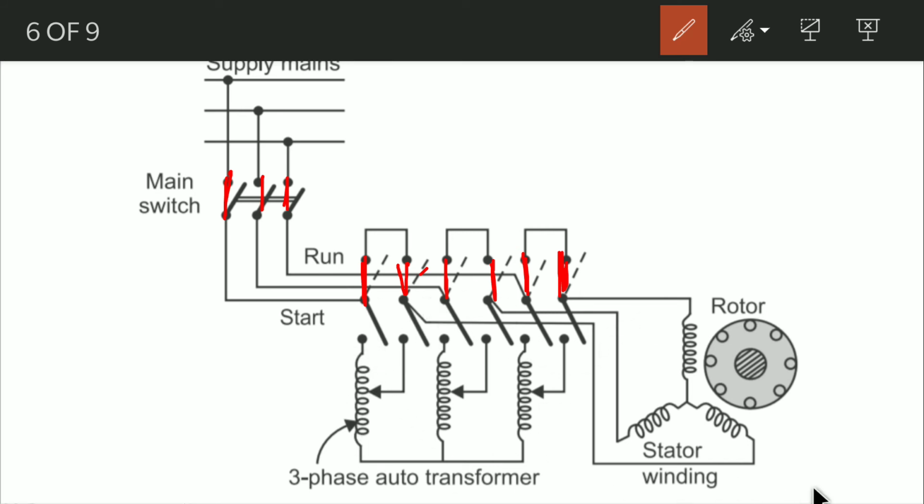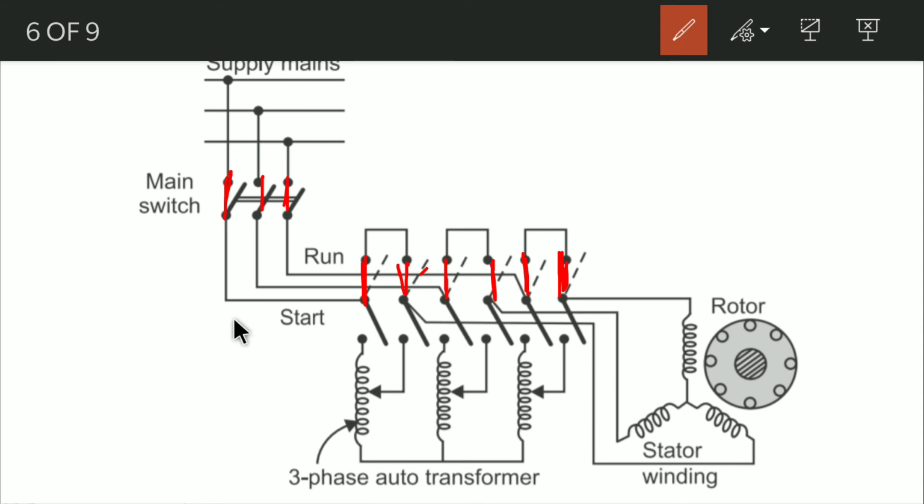And when the motor picks up speed, the double throw switch is shifted to run position and the three-phase supply is directly connected to the motor terminals, and this auto transformer is now out of circuit. No losses are occurring in this transformer under normal conditions. It is used only when the motor is to be started.